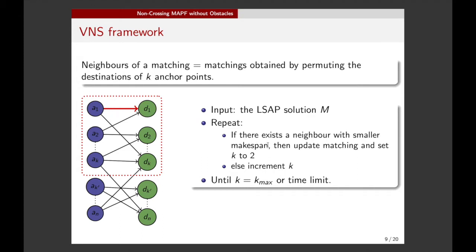If such a permutation can be found, then we can update our solution and reset k to 2. If not, we increase k. We repeat this step until a time limit is reached, or k becomes greater than k max.